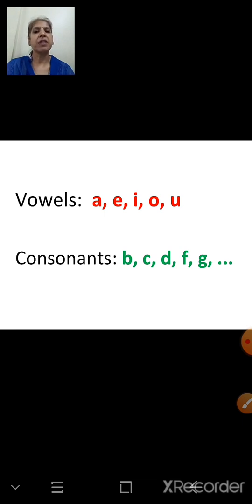So in the English language, we have how many alphabets? 26. A, E, I, O, U are vowels, 5 of them. So the remaining 21 are consonants: B, C, D, F, G, etc.